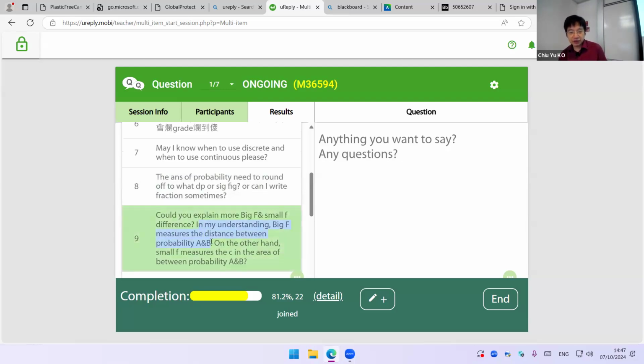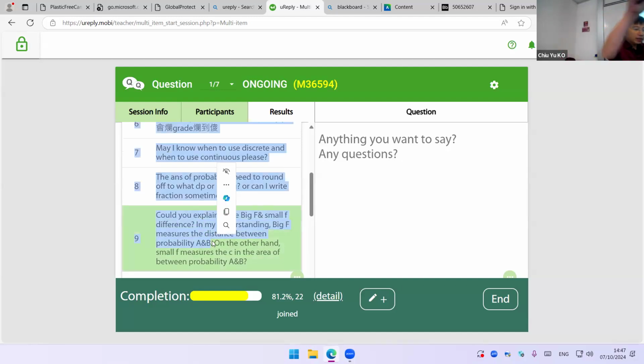Big F is measuring two points, A and B. If you look at the probability between A and B, it's big F(B) minus big F(A). The difference gives us the probability in the interval. That's big F. Okay, let me repeat. Big F, the difference between two values, A and B, gives you the probability. That is what you said.